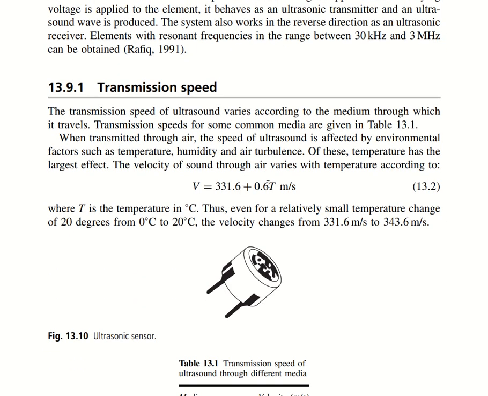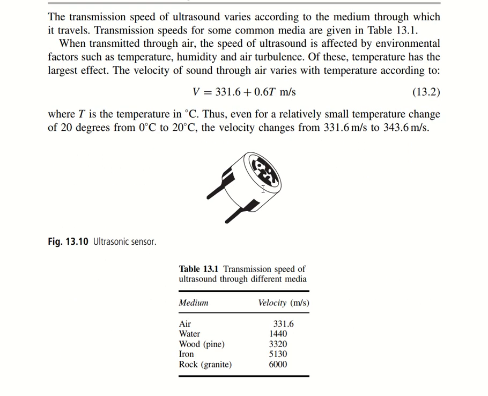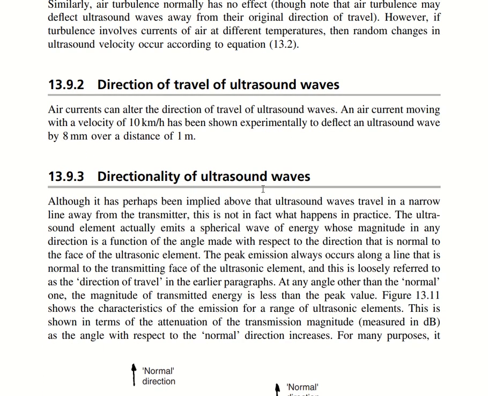So the velocity of sound through the air varies with the temperature according to V equals 331.6 plus 0.6 times T meters per second. It's not very relevant, so we are not going to discuss it in detail.